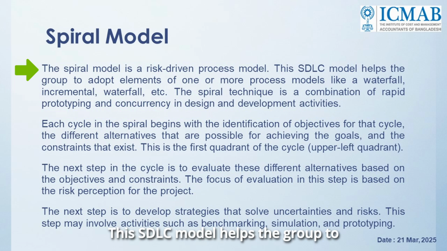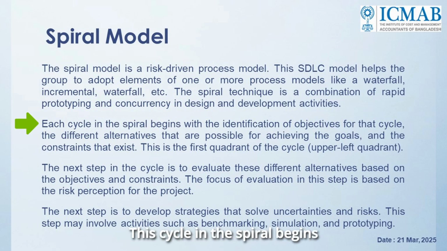This SDLC model helps the group adopt elements of one or more process models like waterfall, incremental, etc. The spiral technique is a combination of rapid prototyping and concurrency in design and development activities. Each cycle in the spiral begins with the identification of the objectives of that cycle, the different alternatives possible for achieving the goal, and the constraints that exist. This is the first quadrant of this cycle, called the upper left quadrant.